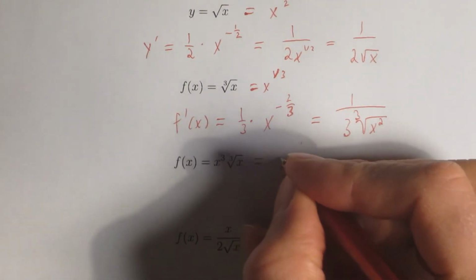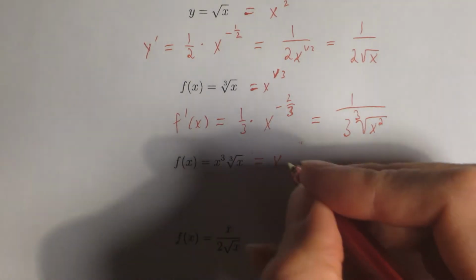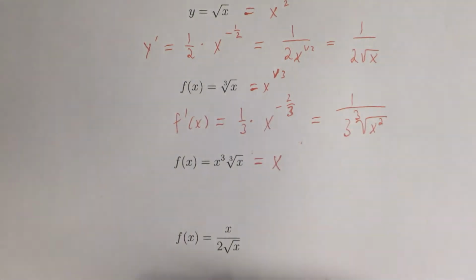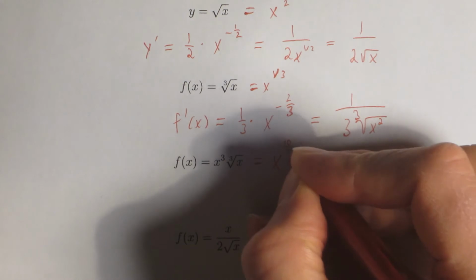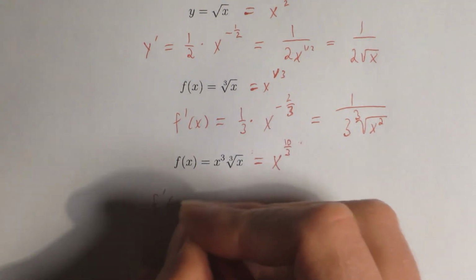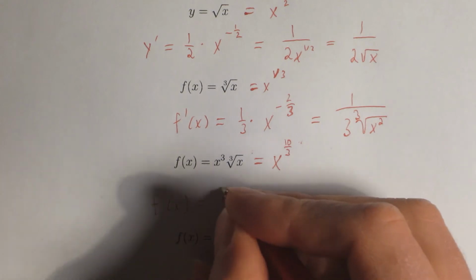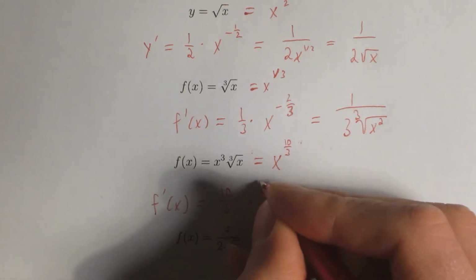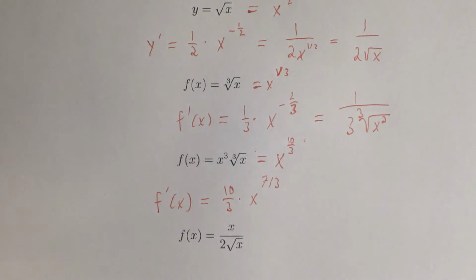Here we want to write this as x to the power of something. The power here is 3 plus 1/3, so in total it's 10/3, hence f prime x is 10/3 times x to the power of 7/3.